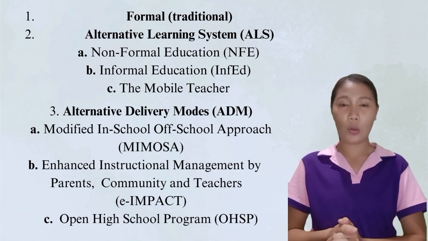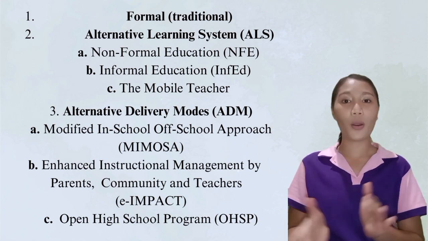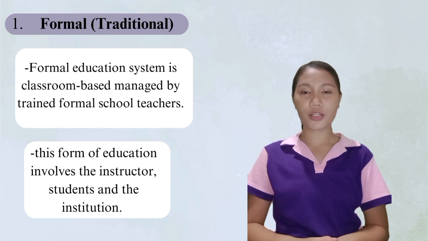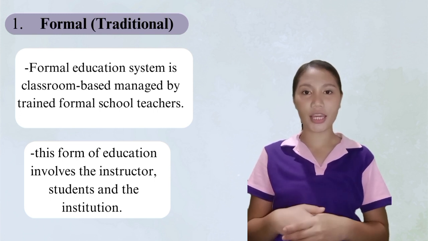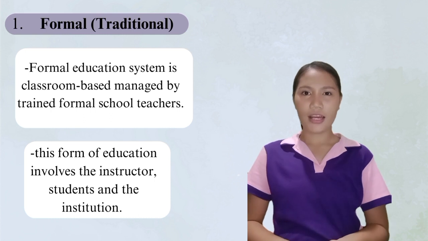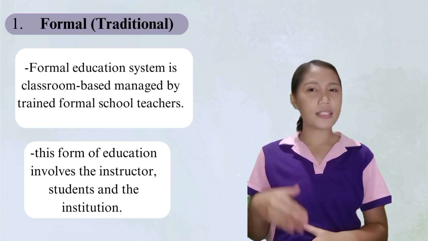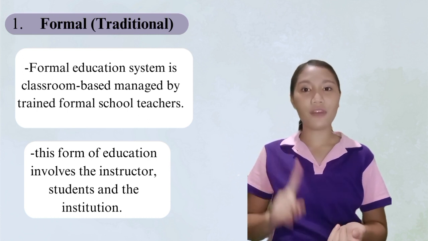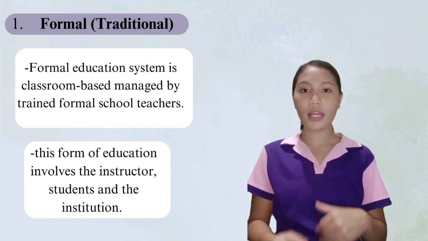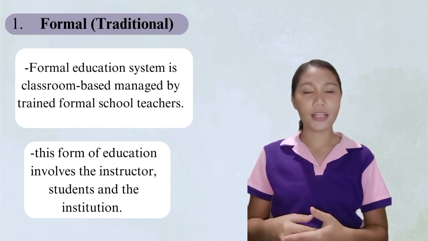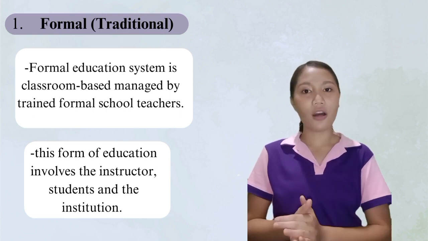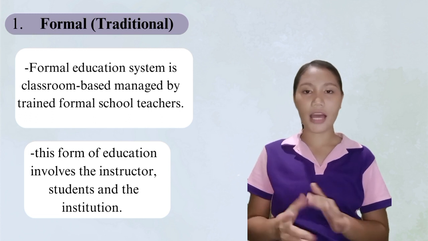But in this video, we will only be discussing the formal or traditional, alternative learning system or ALS, and the non-formal education. So the first structure for facilitating learner-centered teaching is the formal or traditional. So formal education system is a classroom-based managed by professional or trained professional school teachers. So usually we are undergoing this kind of education system. This form of education involves the instructor, students, and the institution.